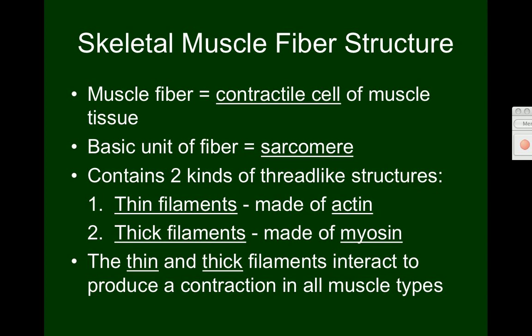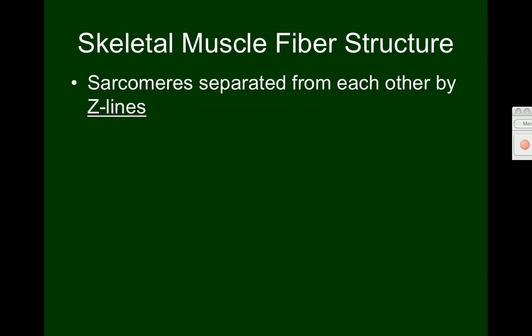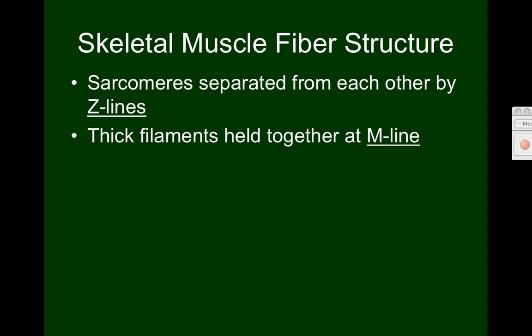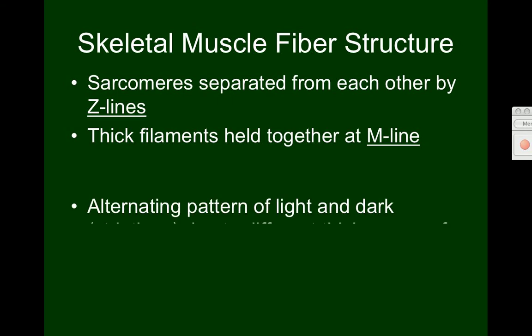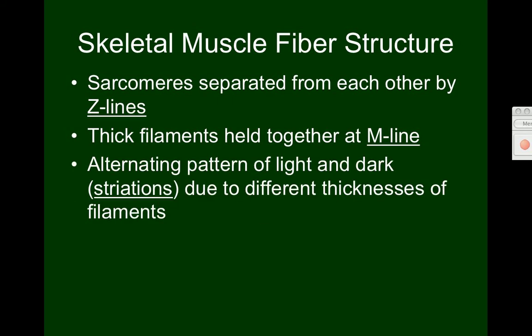Now, sarcomeres themselves have a structure, and they are separated from each other by a structure called Z-lines. Basically what happens is these sarcomeres are kind of attached, almost like stitched together end to end. And you will see that on the diagram that we do here in a second. The thick filaments are held together at a place called the M line. And the arrangement of these sarcomeres is actually what creates that alternating pattern of light and dark bands, the striations.